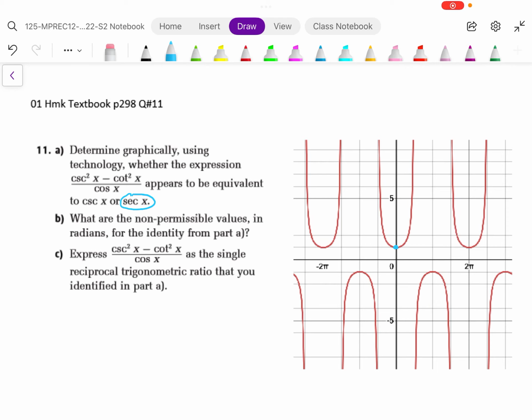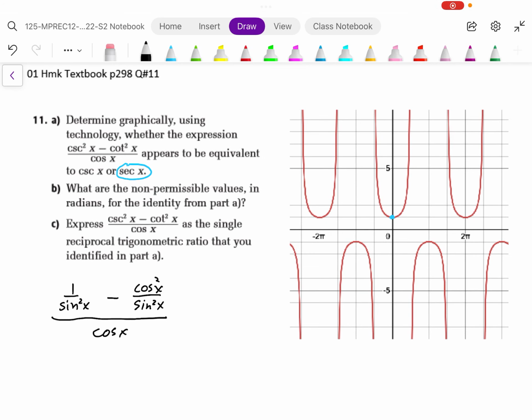In part B, it asks for non-permissible values of this identity. Well, the non-permissible values occur when we have a 0 in the denominator. So when I write this equation out, we have cosecant squared, which is 1 over sine squared. And that means that the sine cannot be equal to 0. Cotangent is going to be cosine x squared over sine squared. And then we have cosine x in the denominator. So all the denominators cannot be equal to 0, so we know that sine x cannot be equal to 0.